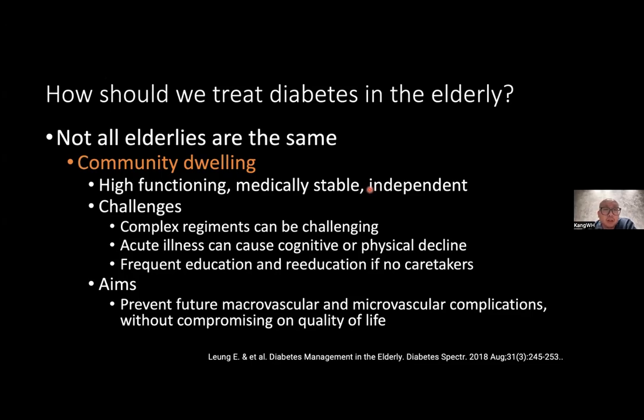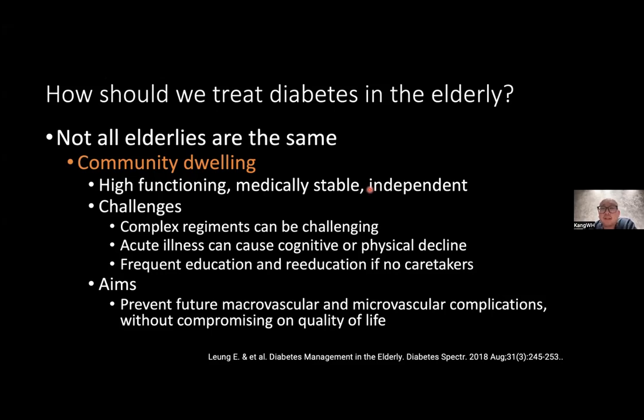So the challenge of this group of people is that you can give them complex regimens, but they can be quite rebellious. They might not want to follow your advice. And when this group of patients, although they are stable, have an acute illness like AGE or a severe UTI or anything, it can cause acute deterioration in the cognitive or physical function.